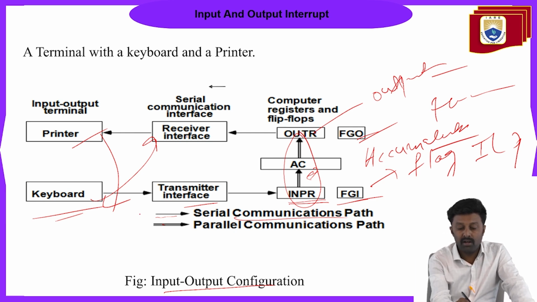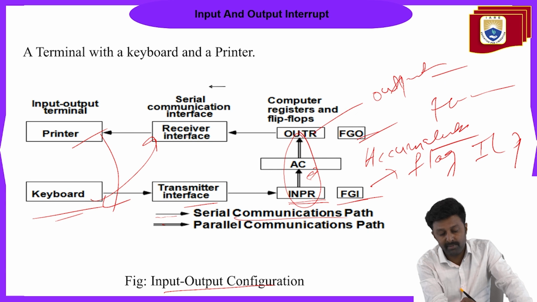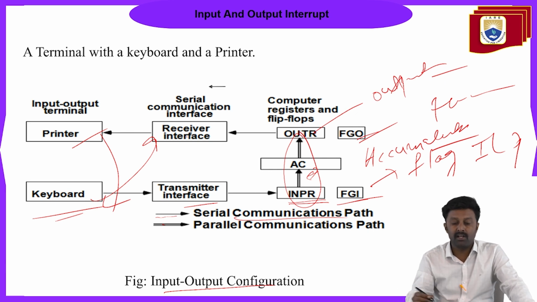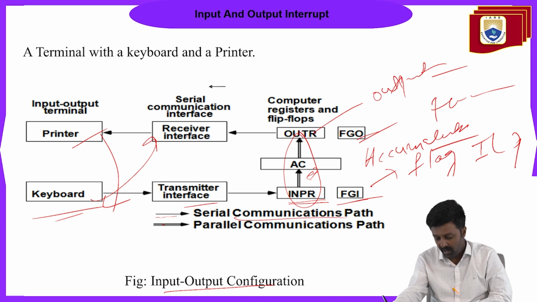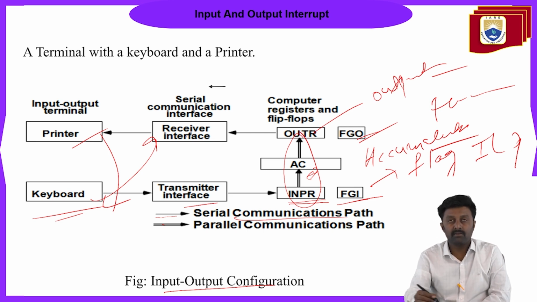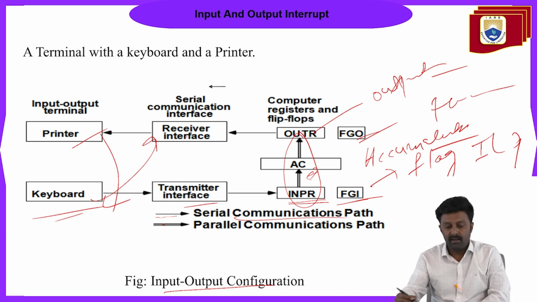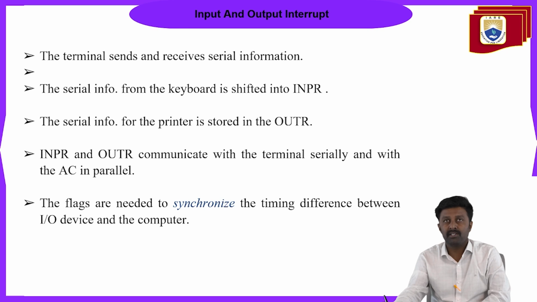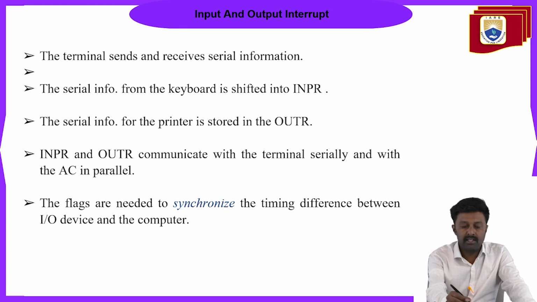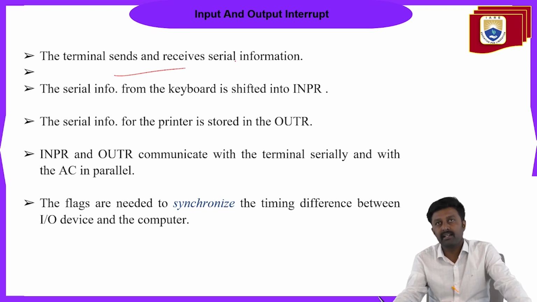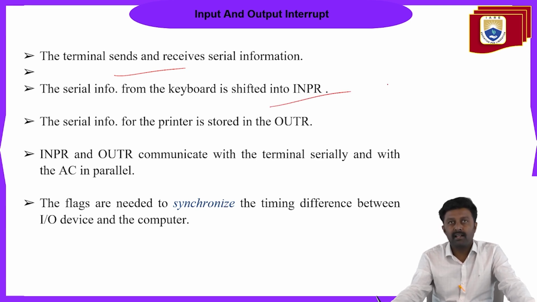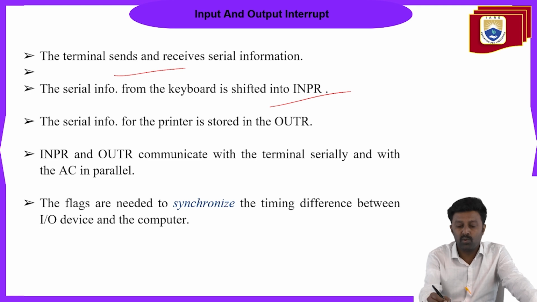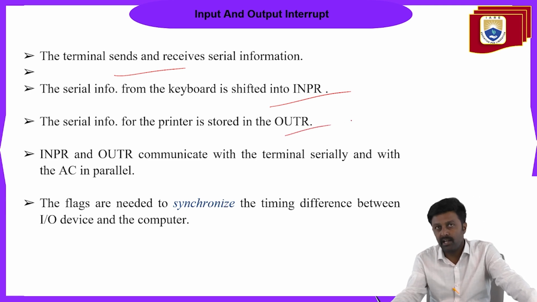Similarly, the keyboard, transmitter, receiver, and INPR will be in serial communication. So this is how input output interrupts are generated, and how serial communication and parallel communication are accomplished here. So that is what the terminal sends and receives through serial communication. Then the keyboard input is shifted into the INPR. Then the serial information of the printer is stored in the OUTR, the output register.